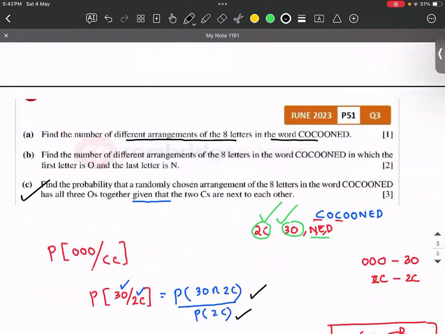So this question is from June 2023, paper 5-1, question number 2. We specifically discussed question C.